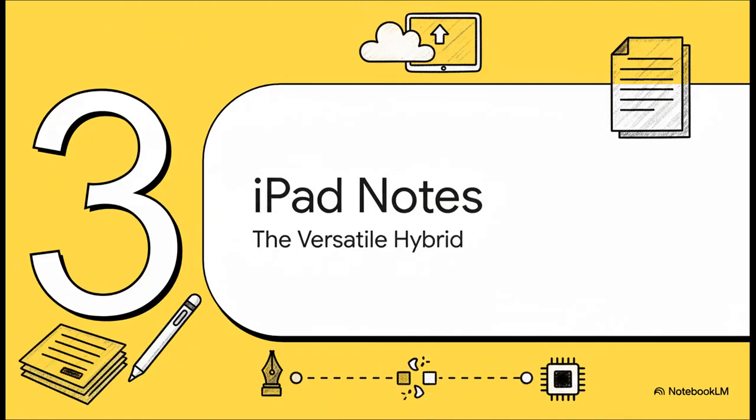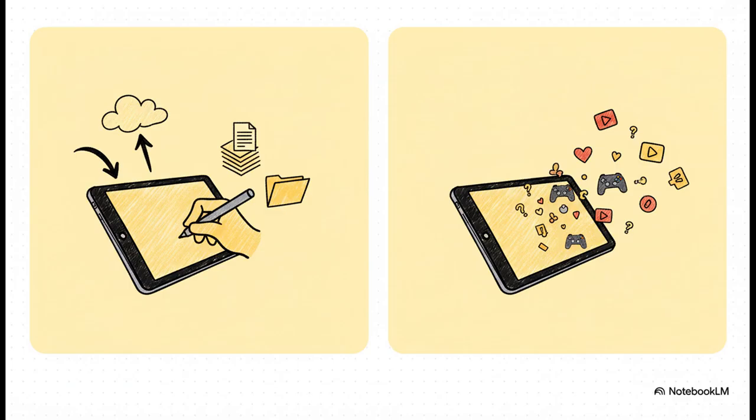So we've got deep processing with paper, and we've got sheer volume with the laptop. But what if you want both? Well, that brings us to our third contender, the one that tries to be the best of both worlds, the iPad. We're calling this one the versatile hybrid. This is where tech really tries to give us that deliberate thinking you get from paper, but with all the organizational power of digital.